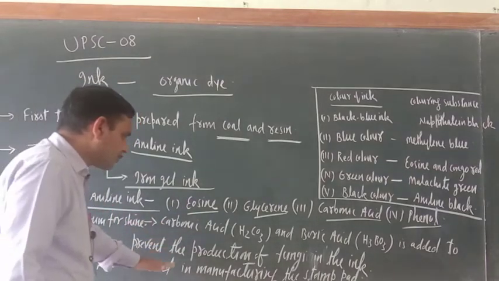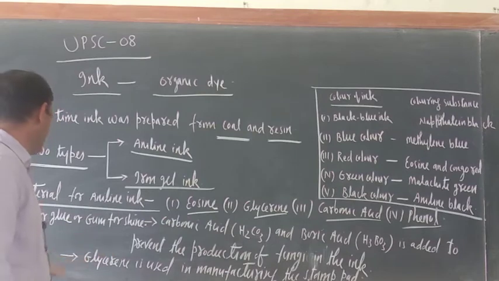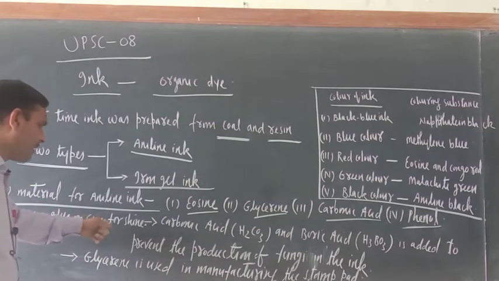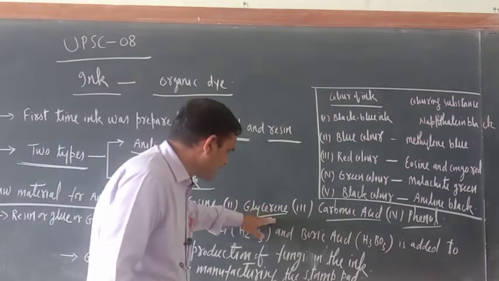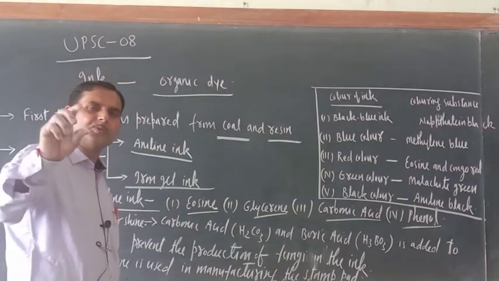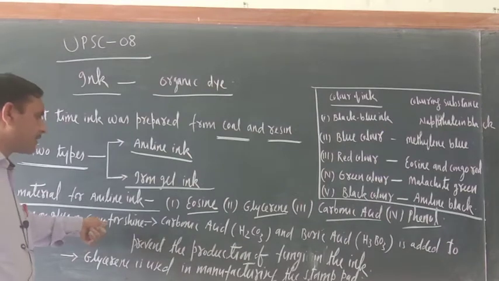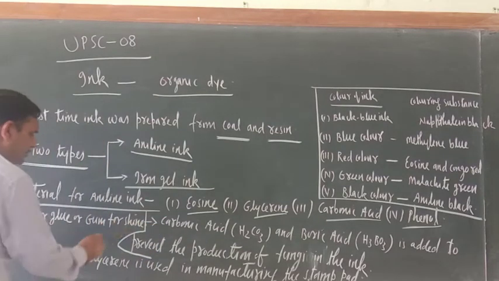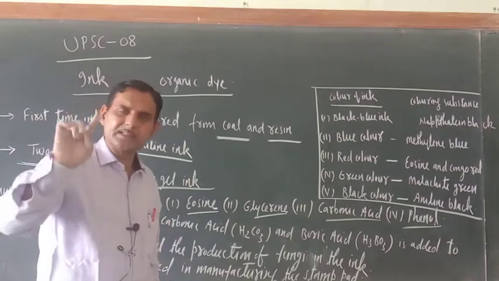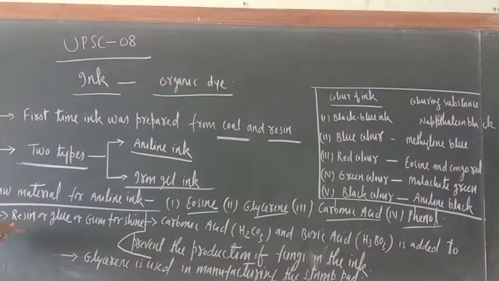Glycerine is used in the manufacturing of stamp pads. Stamp pads you might have seen. Resin, glue or gum is used for shine. So basically eosin is there, glycerine is there, which is used in the stamp pad, and resin, glue or gum are used for shine. Ink is colored as well as shiny. Some inks are very shiny. What is the meaning of shiny ink? It means a greater amount of resin or glue is used.